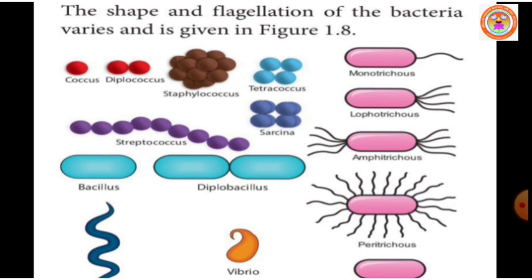Peritrichous. Peri means surrounding. Peritrichous bacteria contain numerous flagella all around the bacterial cell wall, for example E. coli. Peritrichous means bacteria surrounded with numerous flagella. So I will stop here.